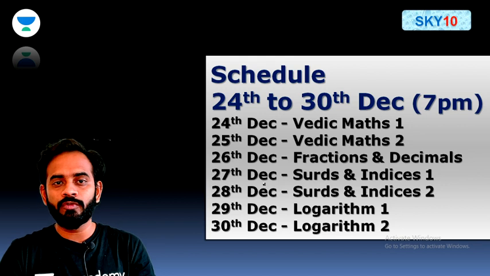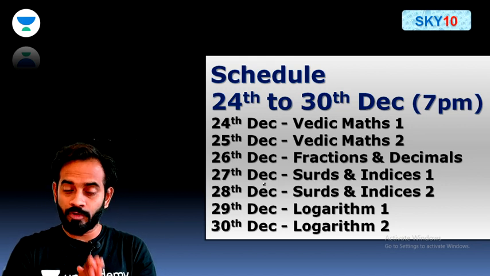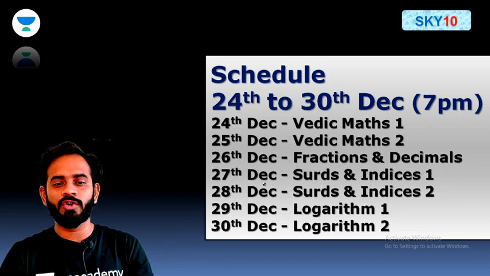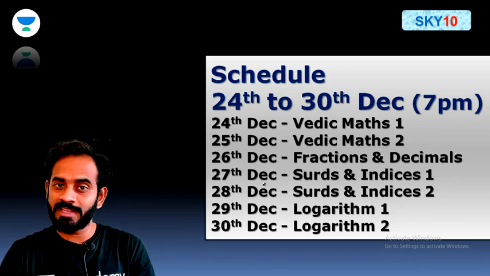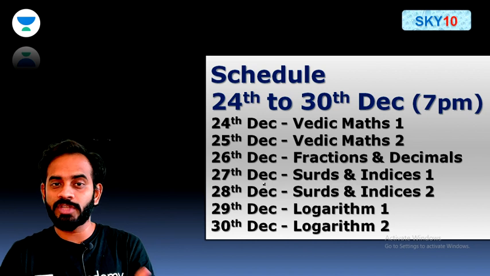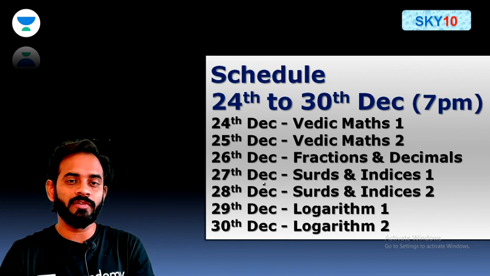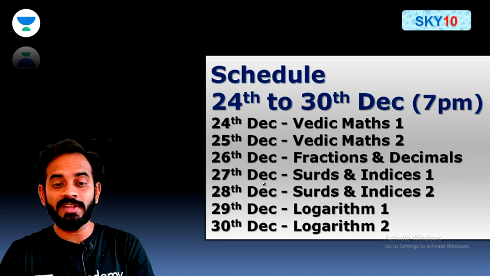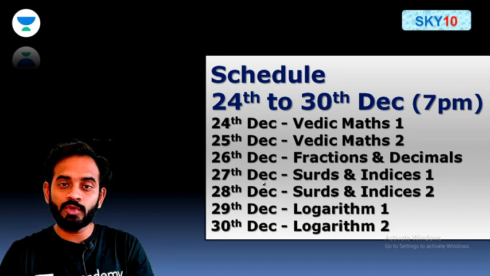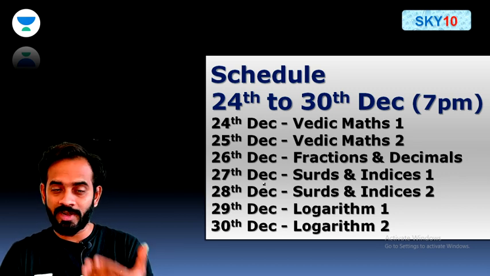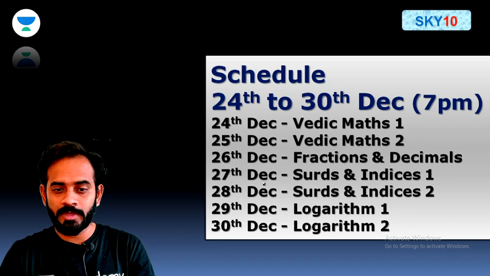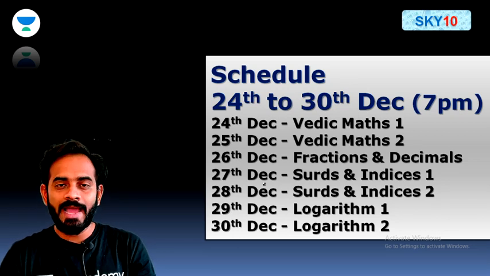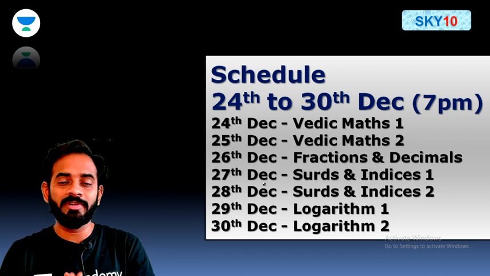Now let me tell you our plan from 24th December, starting today, till 30th December. On 24th December we'll start with Vedic Maths. We'll have two sessions on Vedic Maths on 24th and 25th of December. Then we'll have one session on fractions and decimals on 26th December. Then two sessions on surds and indices on 27th and 28th of December. On 29th and 30th December, we'll have two sessions on logarithm, and I'll be updating you soon on the upcoming schedule.